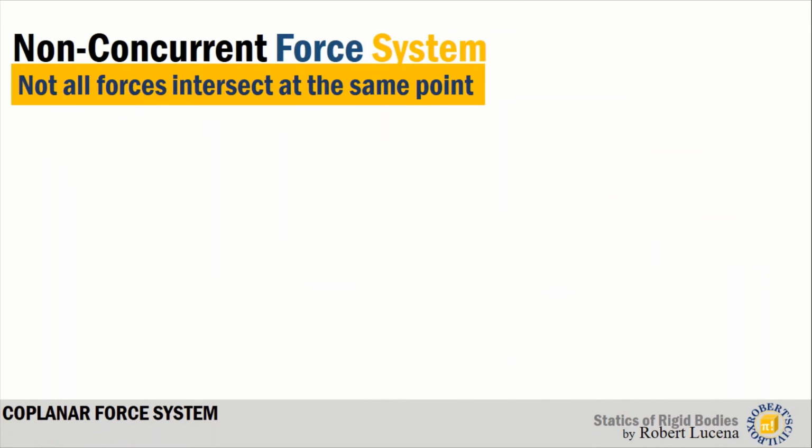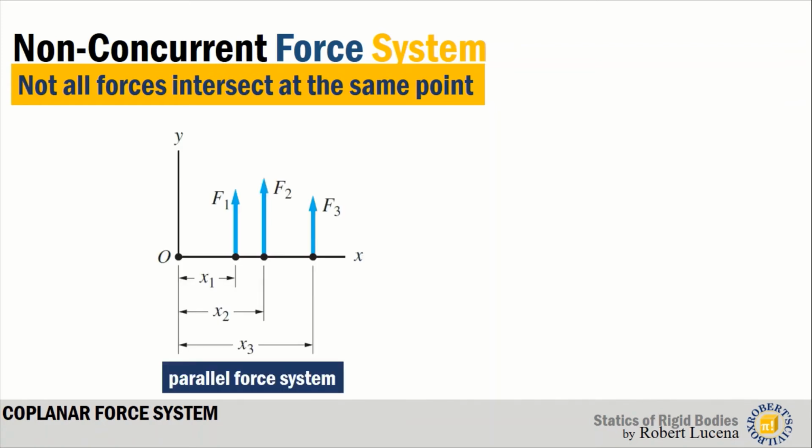So now let's proceed with the non-concurrent force system. Not all forces intersect at the same point. So let's have an example. As you can see here, these are three forces. They are coplanar, meaning they are in the same plane or they are 2D, but they don't have a common point. So that's why they are non-concurrent.